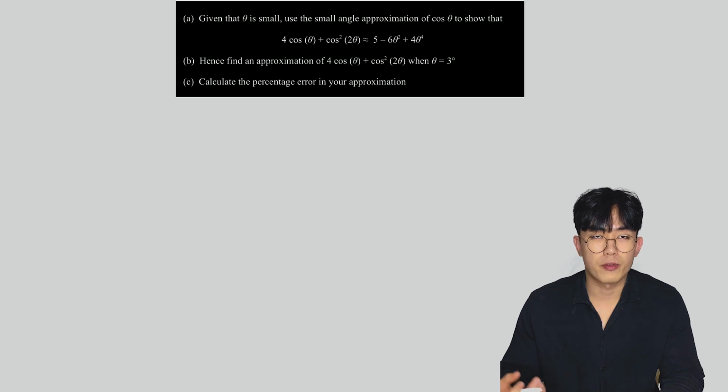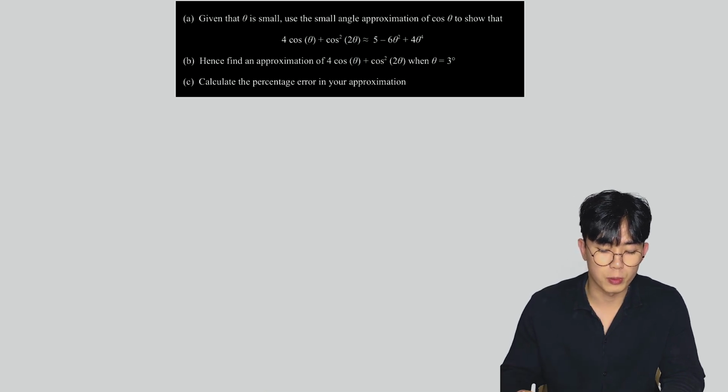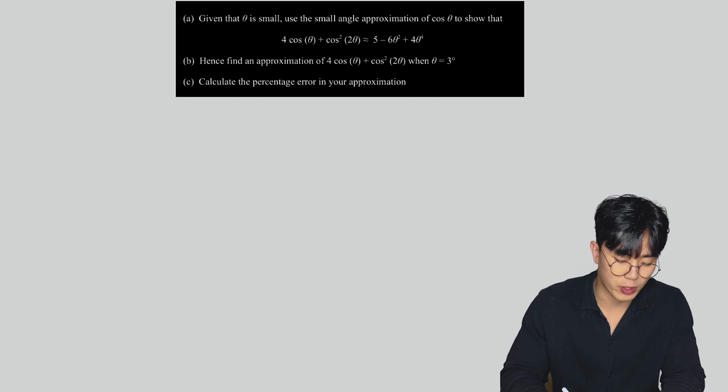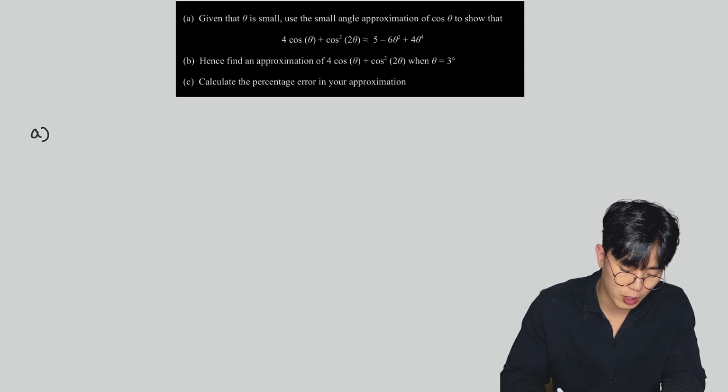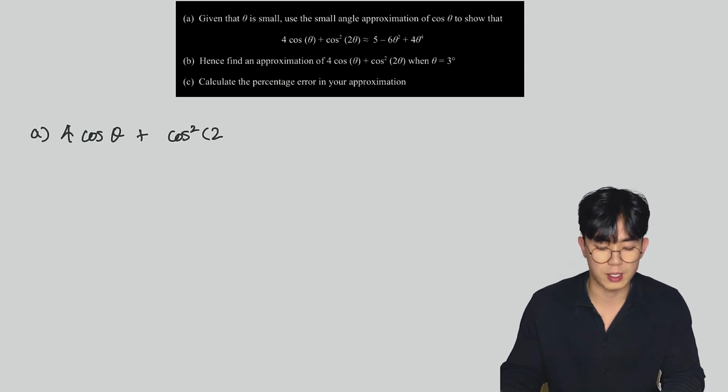Okay, now let's look at one final question. So in part A, it says, given that theta is small, use the small angle approximation of cos theta to show the left-hand side is equal to the right-hand side. So this, once again, same method, we replace it with terms of theta. So the original one is 4 cos theta plus cos squared 2 theta, like this.